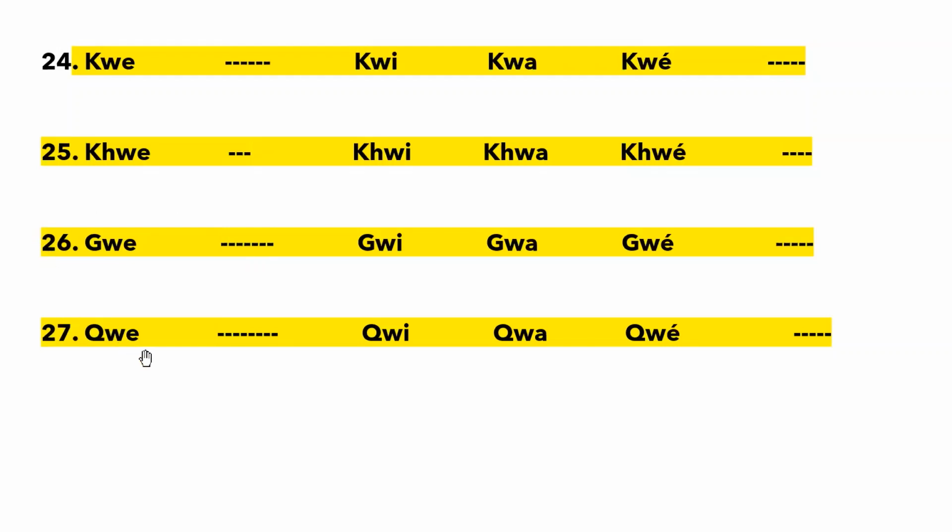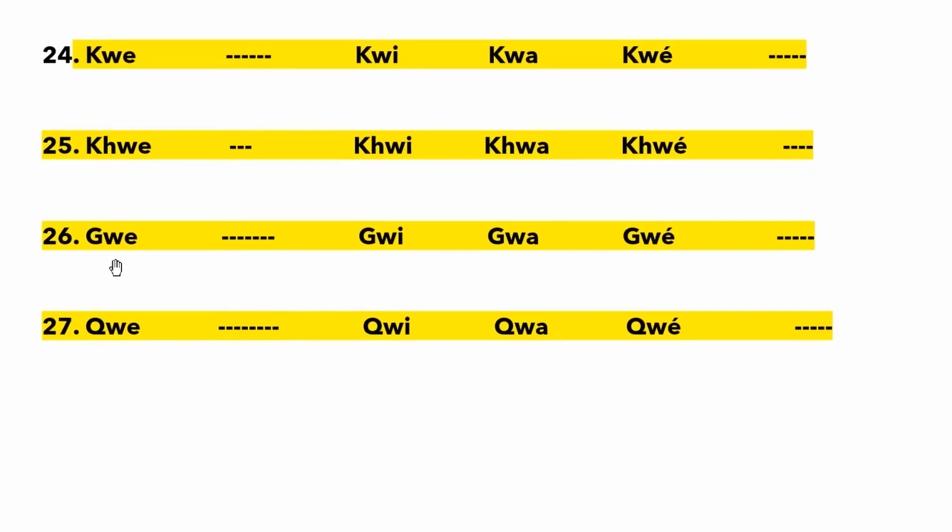Okay, let's jump to number 26, gue. Gue, gui, gua, gu. If you say gui, that means get up. If you say gua, that means get up, but for plural, for many people, or it would be for politeness toward another person.